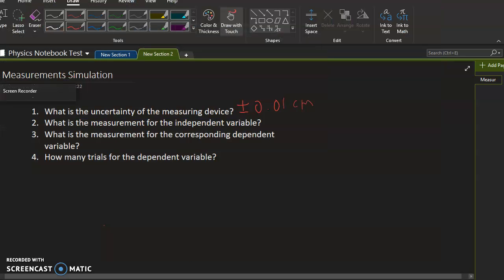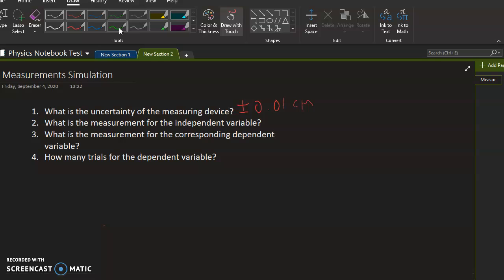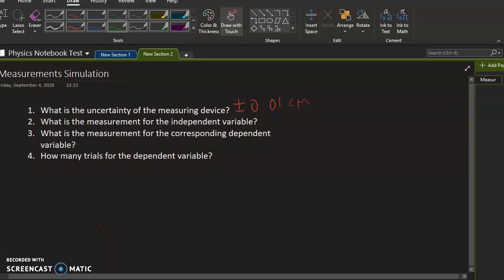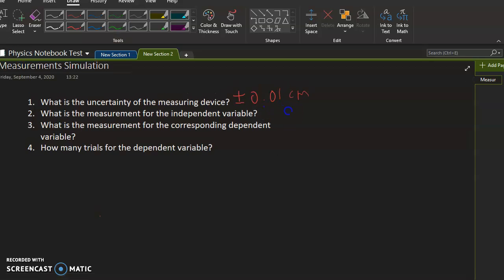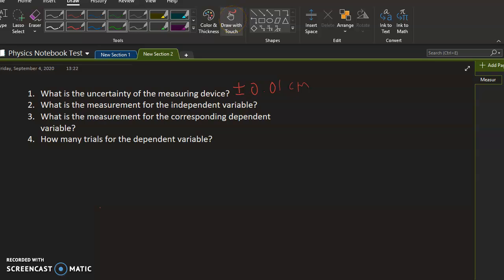What is the measurement for the independent variable for this variation? It is 0.50. I will include the 2 decimal places of precision, plus or minus 0.01 centimeters. And notice if I have 2 decimal places in the measurement, I will have 2 decimal places for the uncertainty of the measurement.